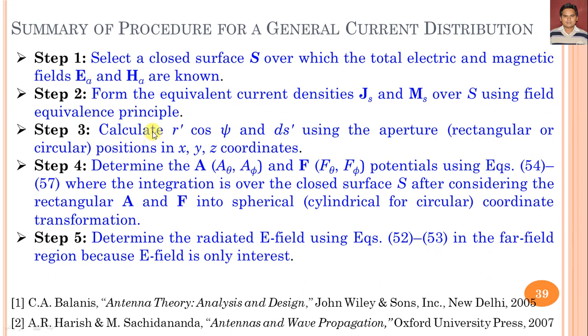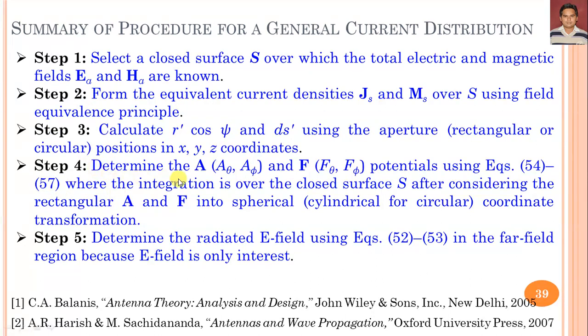Then in step 3 we have to calculate r' cos psi and ds' using the aperture, rectangular or circular, position in xyz coordinates. This is an important analysis. We can calculate in terms of r, theta and phi, and ds', when we are considering the rectangular aperture. If we consider the circular aperture, in that case we can calculate the rho, phi and z components, the value of r' cos psi and ds'. This analysis of the circular aperture we will discuss in the subsequent lectures.